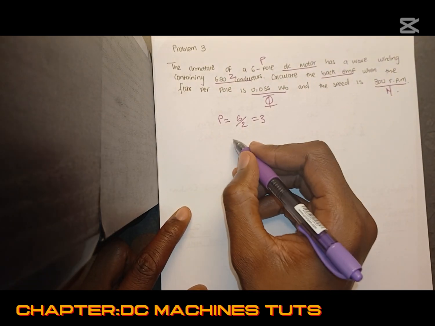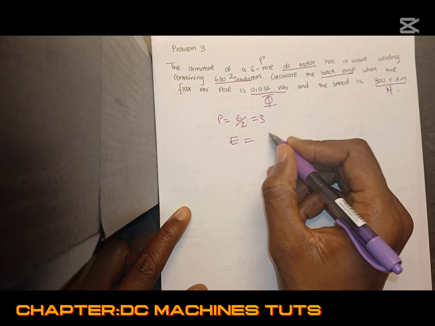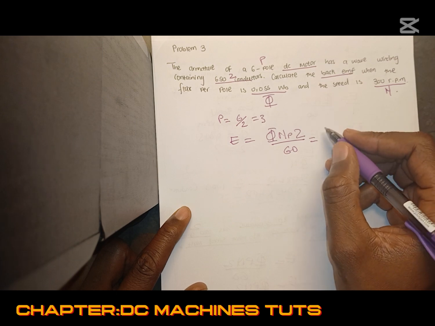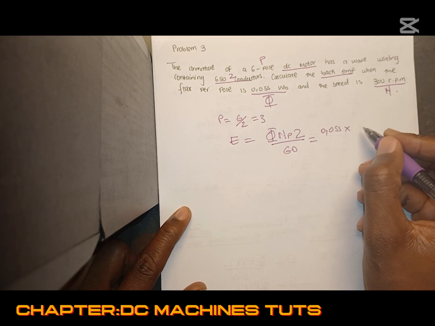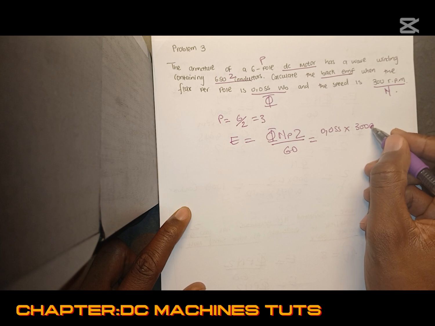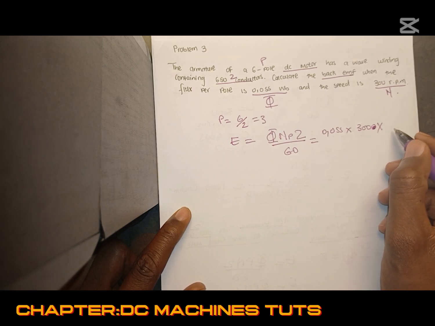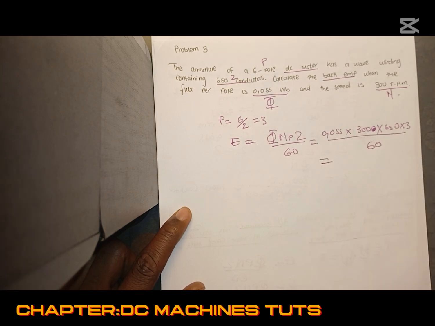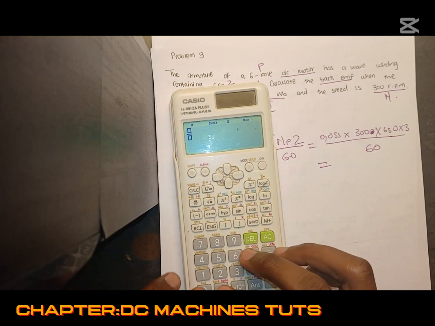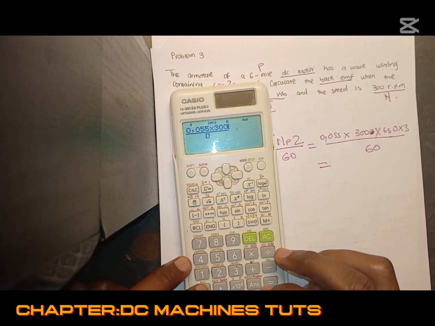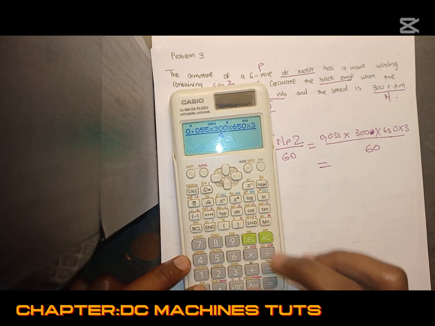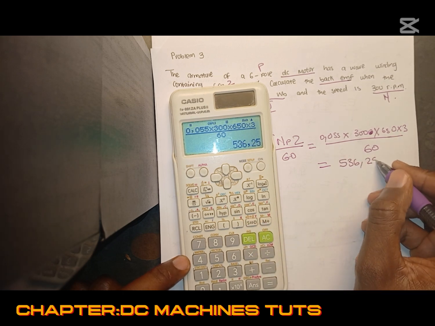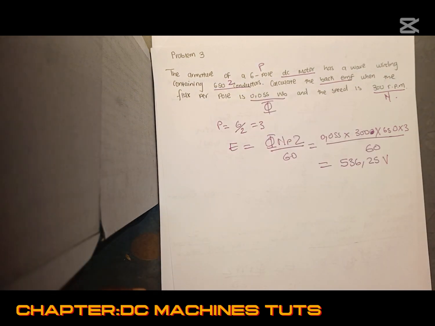Then E is equal to flux N P Z divided by 60. Then flux 0.055 multiplied by speed 300 multiplied by conductors 650, then poles 3 divided by 60. Right. 0.055 multiplied by 300 times 650 times 3 and 60. Then the answer is 536.25 volts. So that's your answer.